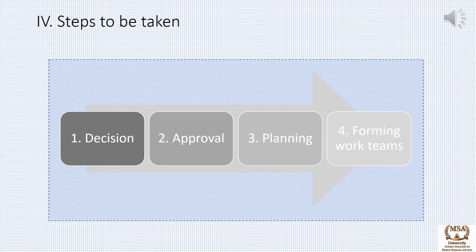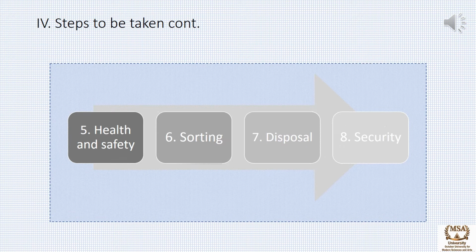3. Planning. It involves the funding, human resources, the necessary expertise, time, space, equipment, as well as materials. 4. Forming work teams. The teams formed should consist of pharmacists, supervisors, and general medical workers. 5. Health and safety. Workers should be equipped with protective overalls and boots at all times, as well as masks, caps, and gloves when necessary.